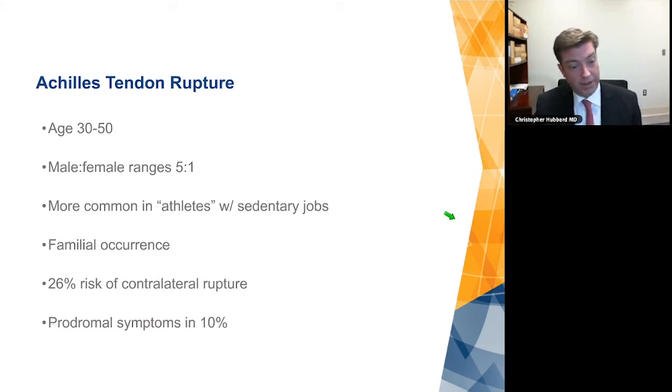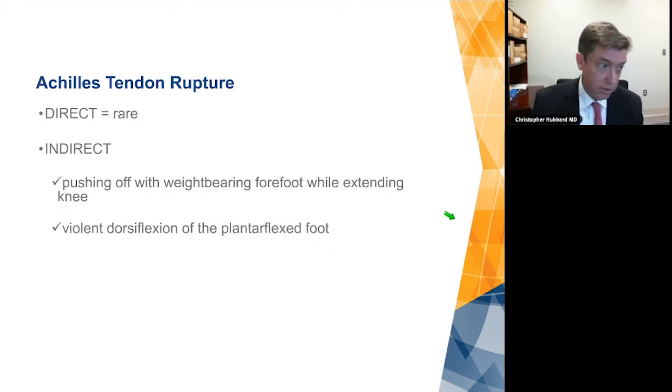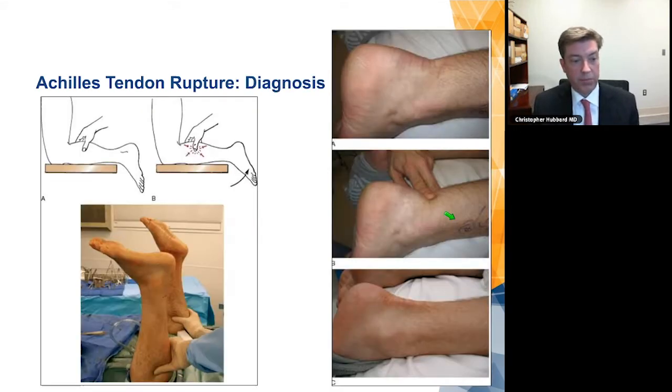So that's something to make the patient aware of. Usually these patients don't have any symptoms beforehand, as opposed to the tendinosis of the Achilles. In terms of the mechanism, usually this is with the knee straight and the patient pushes off with the foot. They'll feel like they got kicked in the back of the calf or the Achilles, and then they turn around and no one's there. So common in basketball, volleyball, tennis type sports.